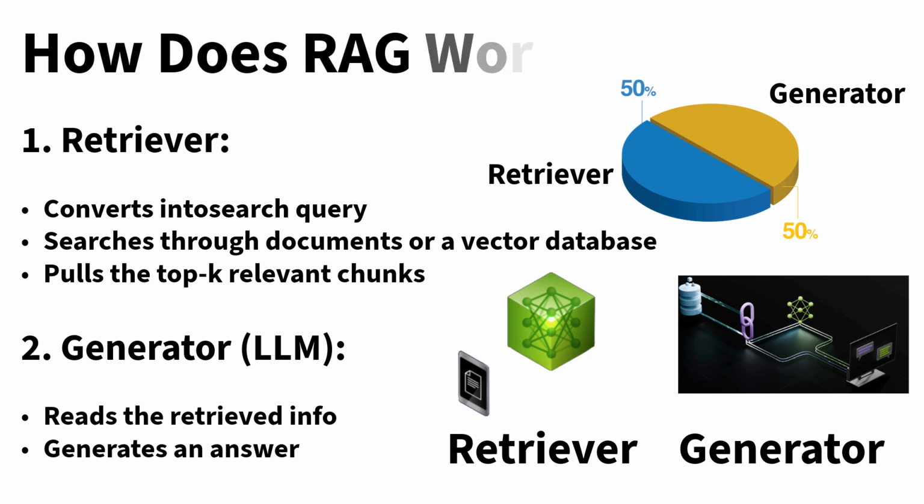How does RAG work? Let's peek behind the curtain. Here is how your question turns into a smart, document aware answer. RAG has two main parts: retriever and generator. Retriever converts your question into a search query, searches through documents or a vector database, and pulls the top K relevant chunks, for example, top 3 pages. Generator reads the retrieved information and generates an answer using that information as context. Think of it like Google, copy, paste, explained to me in simple terms. This pipeline enables custom data driven conversations with AI.